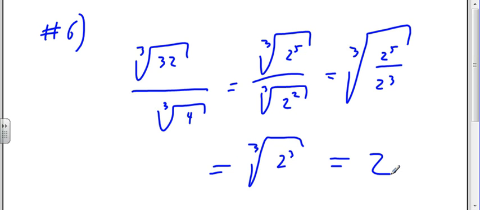I probably would have skipped that a long time ago. I probably would have said 4 goes into 32 8 times, the third root of 8 is 2, and done it that way. Okay, doing number 12.